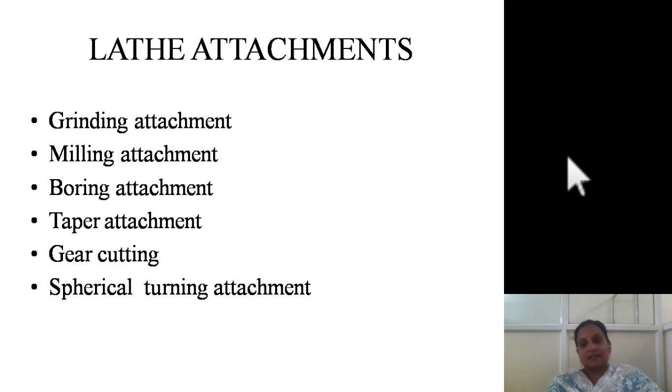Next one is lathe attachment. We perform different operations over the lathe machine, and in order to perform these different operations, we have to make some different attachments. For example, if you want to do a grinding operation over the lathe machine, then you have to attach a grinding tool for that. Similarly, there are milling, boring, taper turning, gear cutting and spherical turning attachments. Now let us look at all these attachments and understand them clearly.